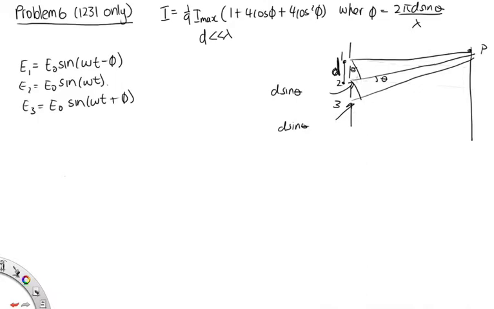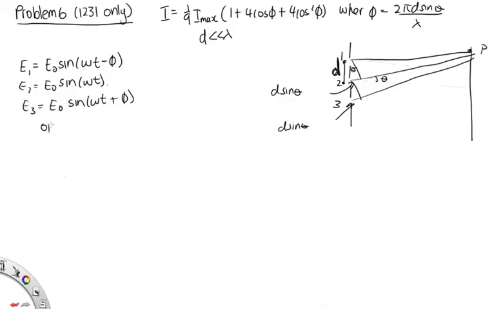The difference between the distance travelled from point 1 and point 2 is the same as the distance travelled from point 3 and point 2, only in the opposite direction. Point 3 has to travel an extra distance of d sine theta, and point 1 travels less by d sine theta. So that gives us the minus phi up here and the plus phi down here.